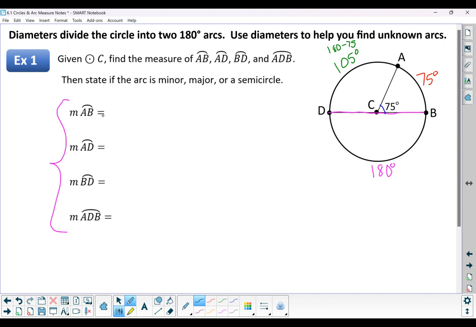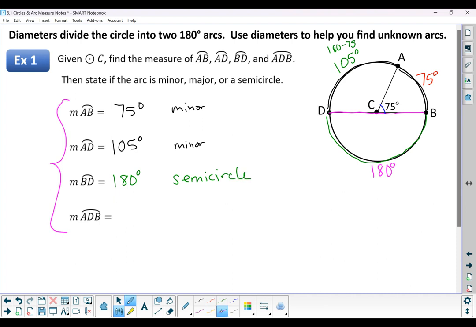The measure of arc AB that's right here, 75 degrees. So that's a minor arc. The measure of arc AD from here to here is 105 degrees. And that's also a minor arc. So remember, minor is anything less than 180, kind of like how you're a minor when you're less than 18. Our next arc is BD. Well, BD, we could think of it as this bottom half of the circle if we want. So that's 180 degrees. That's a semicircle.